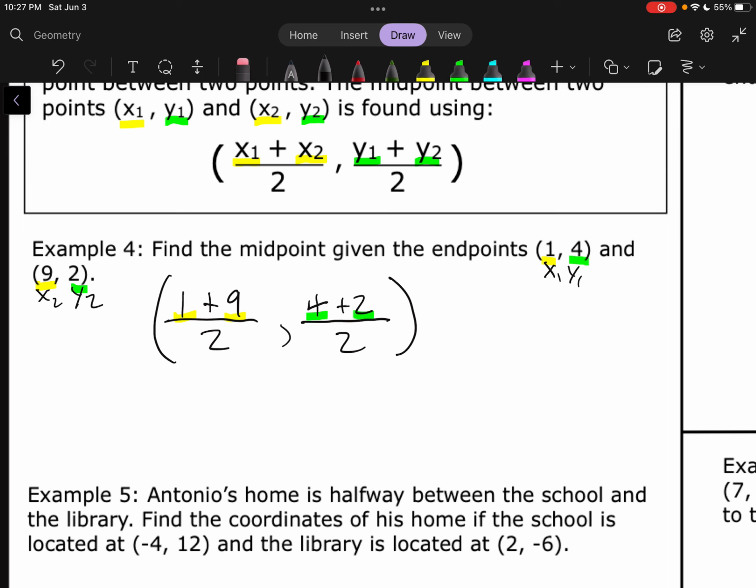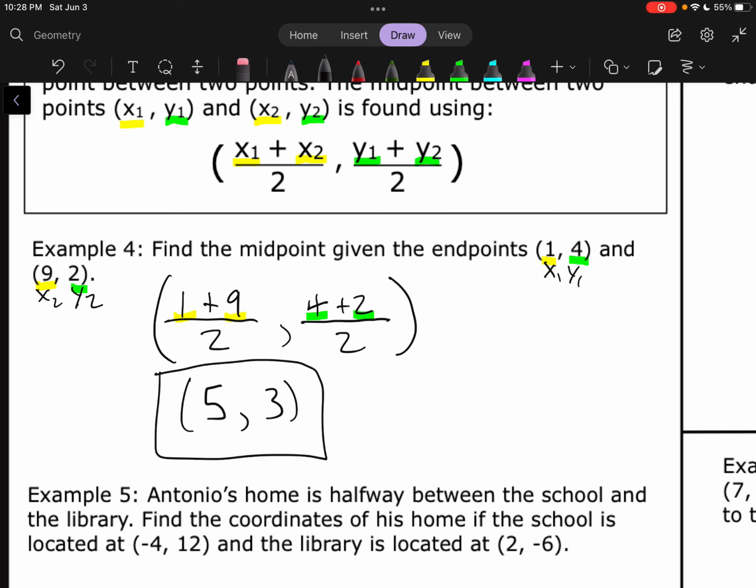So let's practice our mental math here. 1 plus 9 is 10. 10 divided by 2 is 5. And then 4 plus 2 is 6. Divided by 2 is 3. So this is my answer, 5, 3.